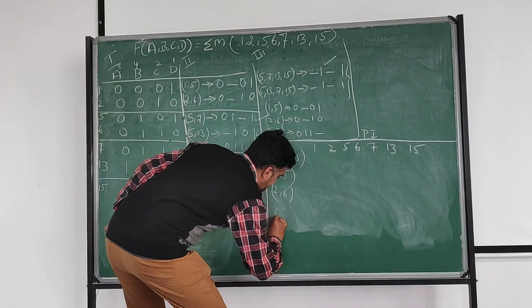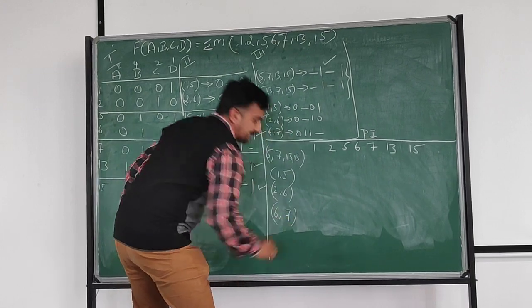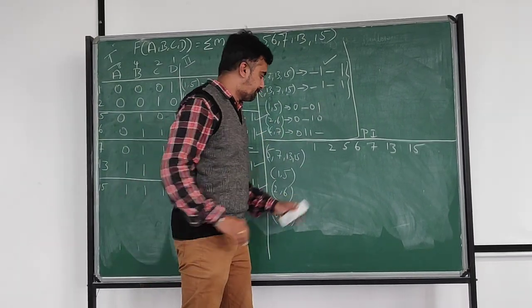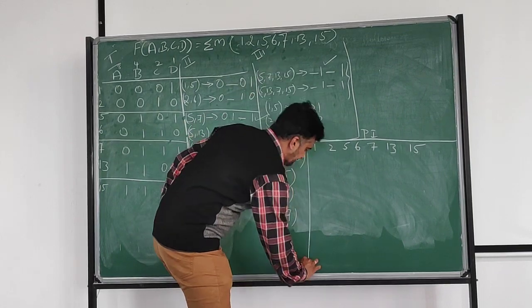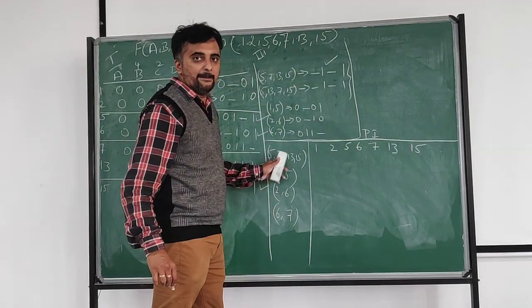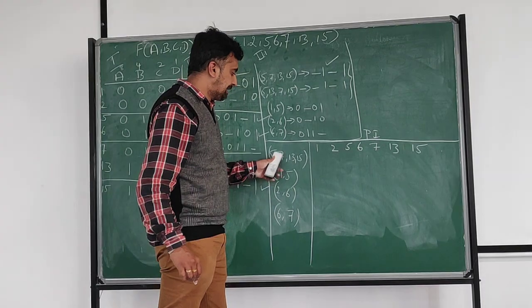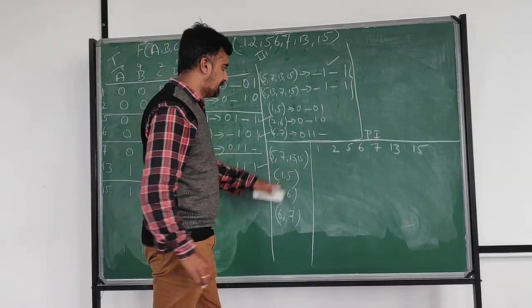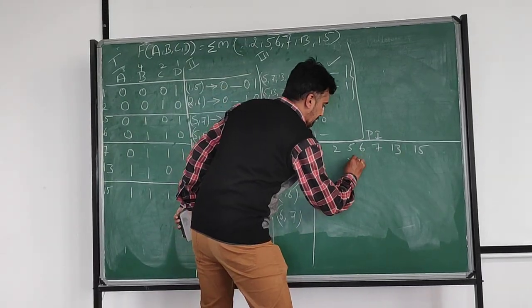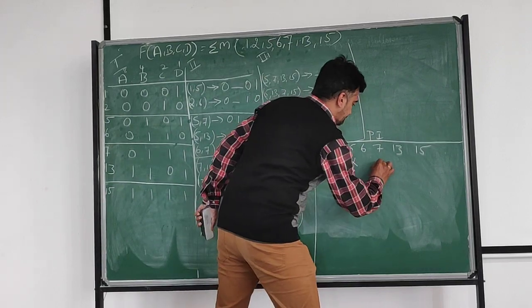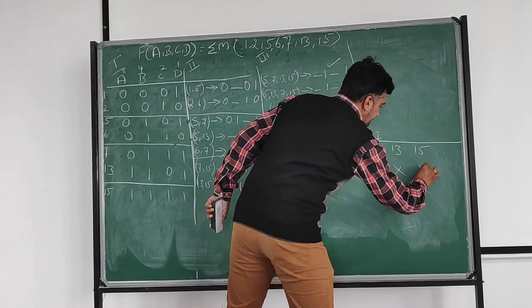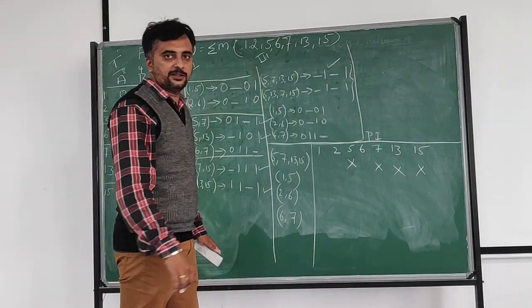And here 6, 7. Clear? After writing this method, now map the values getting in this final expression. 5, 7, 13, 15. Where is 5? 5 is there. Cross symbol. 7, 13, 15. Clear? 5, 7, 13, 15 is over.